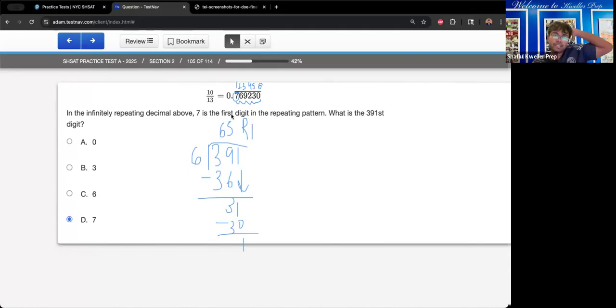But yeah. Does this make sense to everyone? Again, you look at how many numbers are repeating. Here it's 6. You divide by 6 to get the remainder. And the remainder is just a number that appears here. This is 7 is the first one, so it should just be a 7. Okay, let's go to the next.